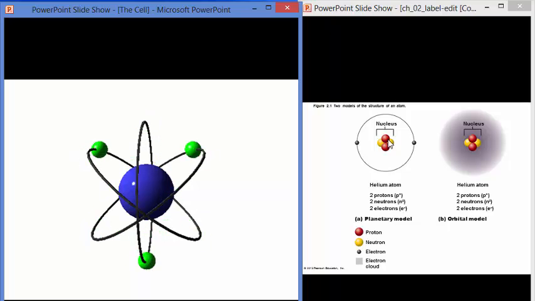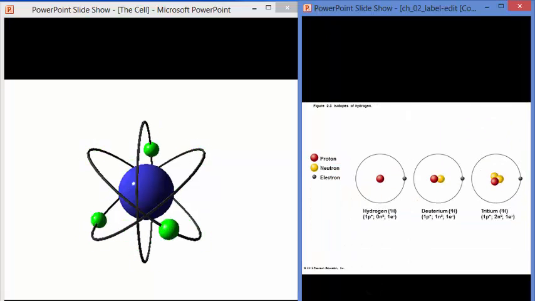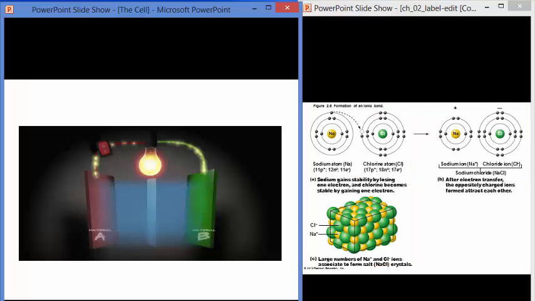So oxygen has 8 protons. So all atoms which have 8 protons are considered to be oxygen. So that's the defining characteristic of those atoms. The atomic number is the number of protons.